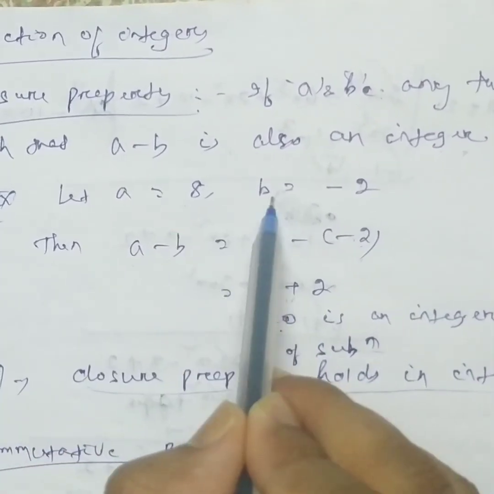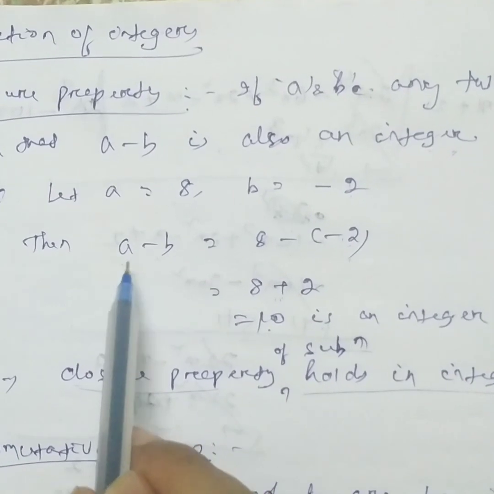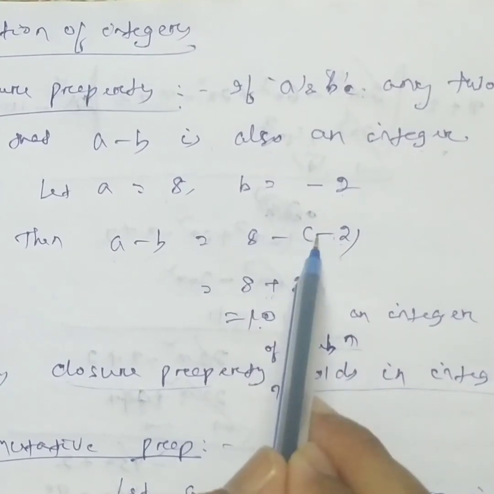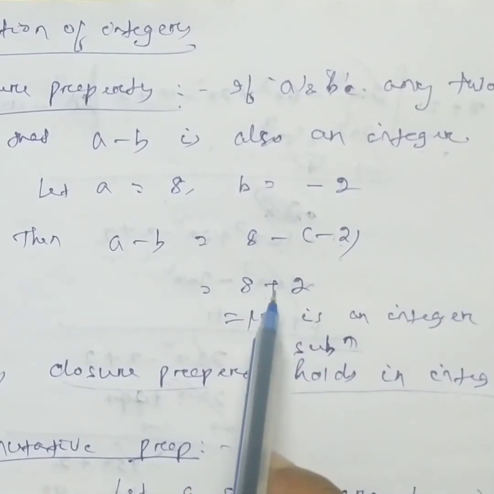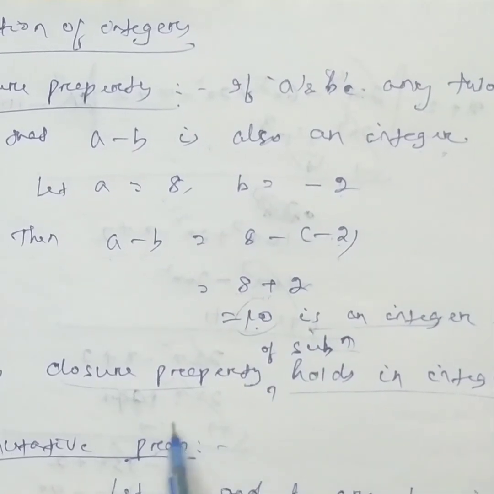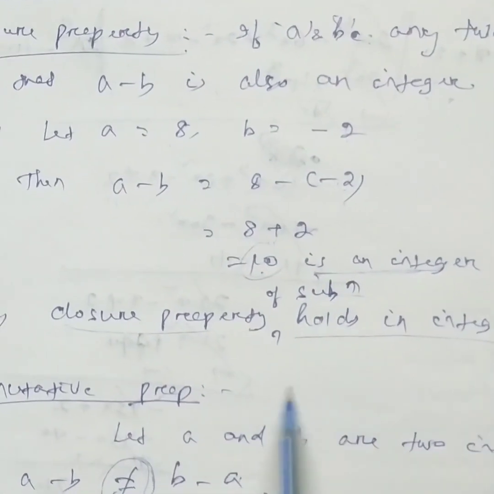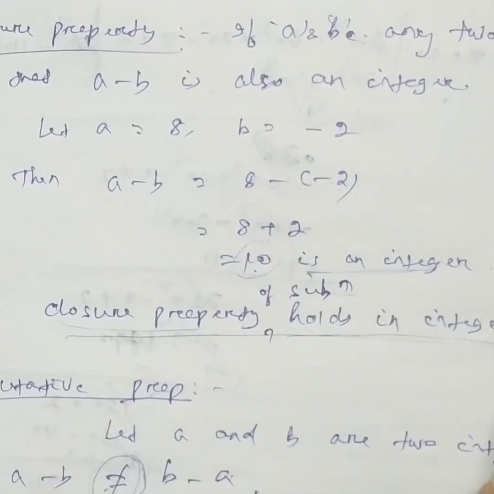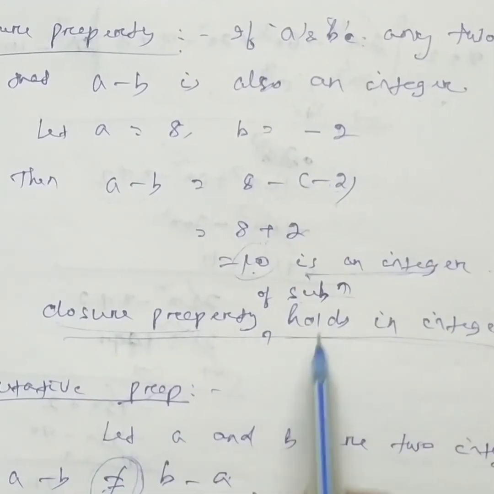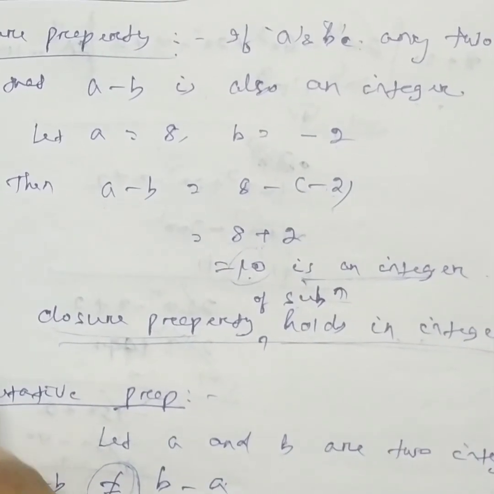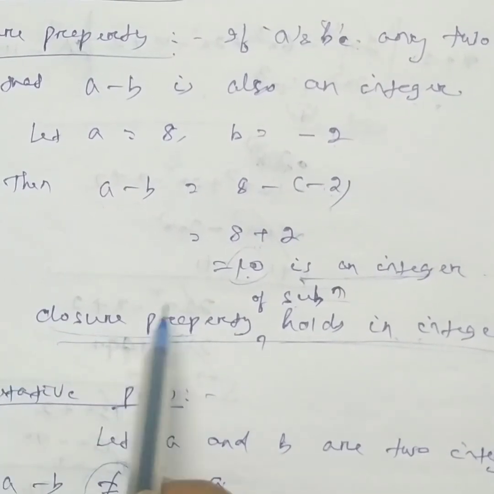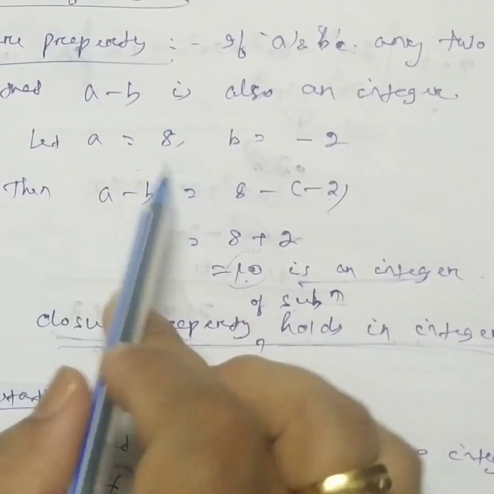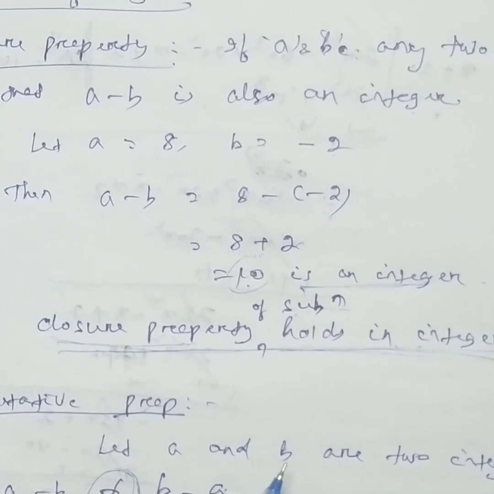Take any example A, and B I have taken as minus 2. Then I subtract B from A, A minus B. So A is 8, give the minus sign here, and B, which is minus 2, keep it in brackets. Then minus into minus, solve it, plus: 8 plus 2, 10. 10 is also an integer. Okay, understood? Note what I derived: closure property of subtraction holds good in integers. This note, what I have written here, you have to remember very carefully. These are the lines that will come in the exam. And the examples I have given, you may take other examples at home and practice. It will come like this.